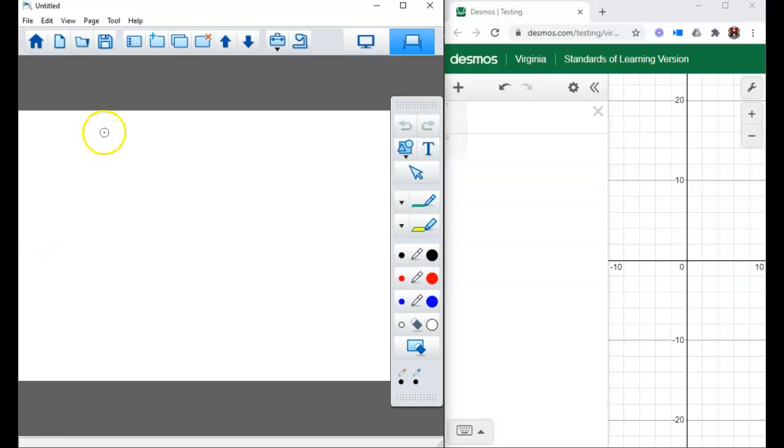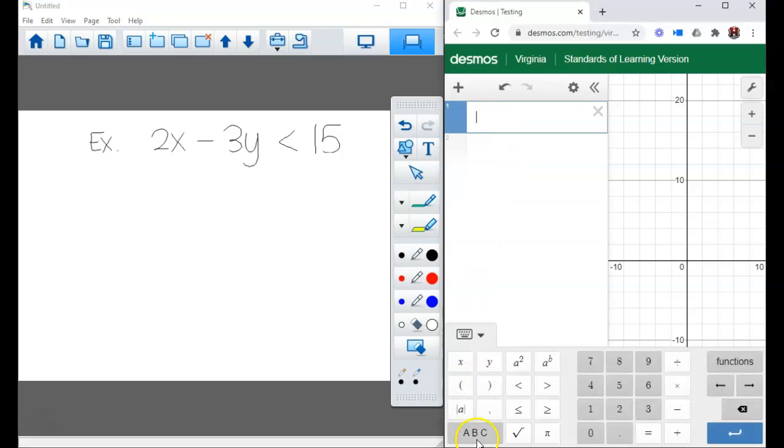So here's an example. 2x minus 3y is less than 15. Now see, we've been graphing things like 2x minus 3y equals 15. So let me show you that.